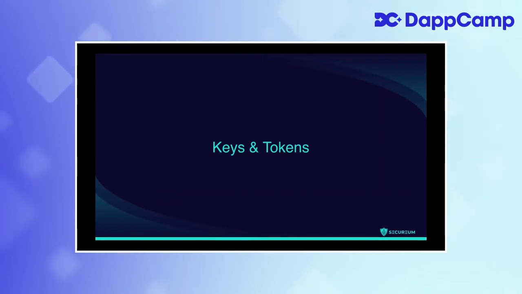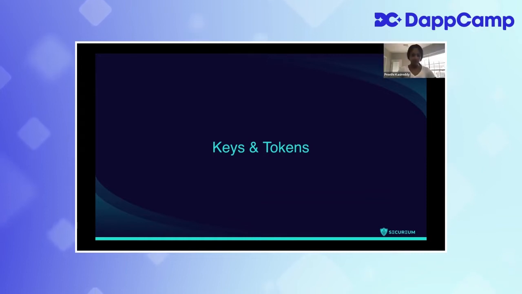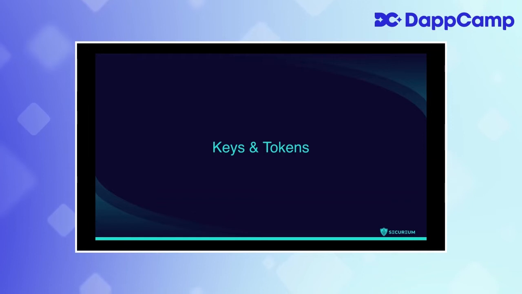So in that sort of mental model of security, there are 10 perspectives that I'll be touching upon. And these exist in the Web2 world, and they get amplified or they get changed, or in some cases, they're very different in the Web3 world. And the first one is keys and tokens.